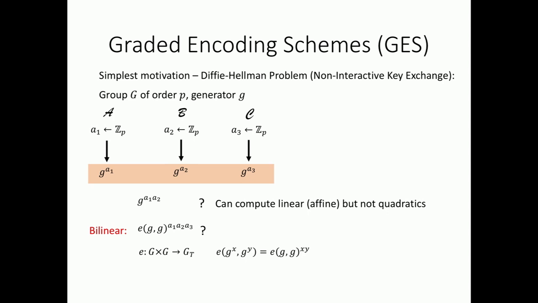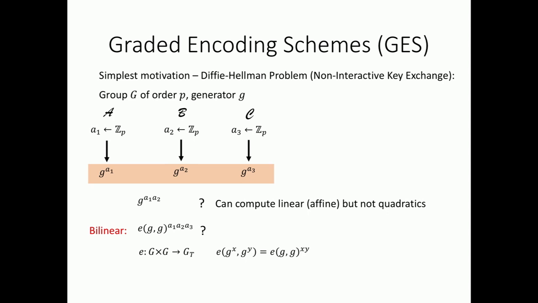So what is a bilinear map? It's a function that takes two operands from G and outputs an element from a different group GT. Let's also assume that GT is also a group of the same order P. And the property of this function is that it's bilinear in the exponent. So if I apply it to g^x and g^y, then what I get is the same thing as if I applied it to just the generator and raised the result to the power xy.